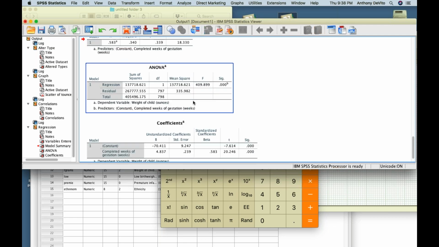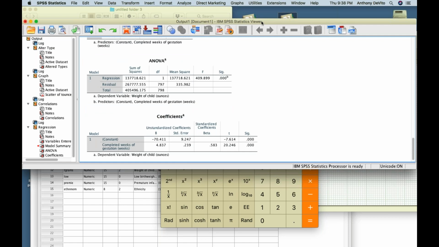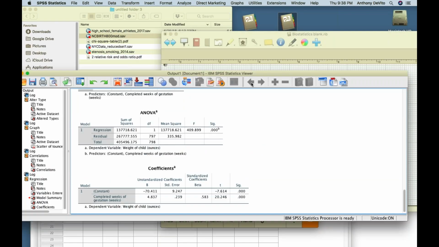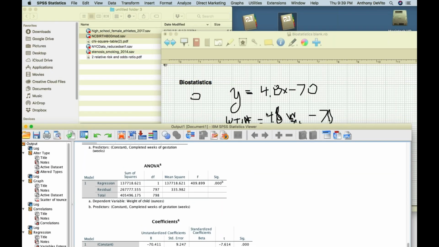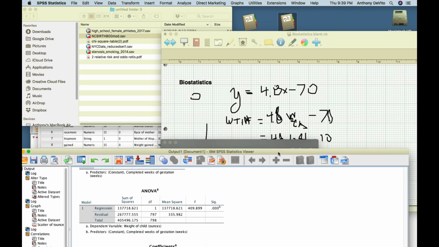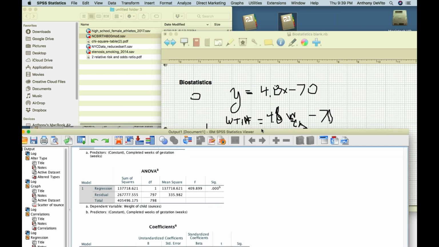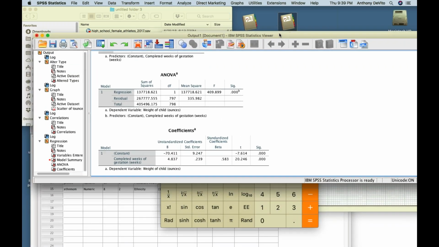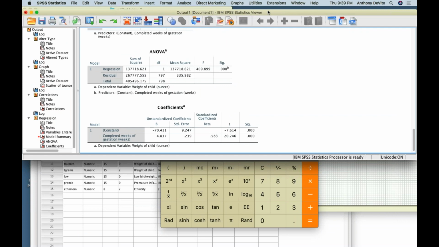Okay, so I just did something interesting here, didn't I? I took the formula and I said to myself, well, what would I expect to be the weight of an infant if I had 28 weeks of gestation? How about 32 weeks of gestation, and so on and so forth? Well, in fact, SPSS will help us with that.